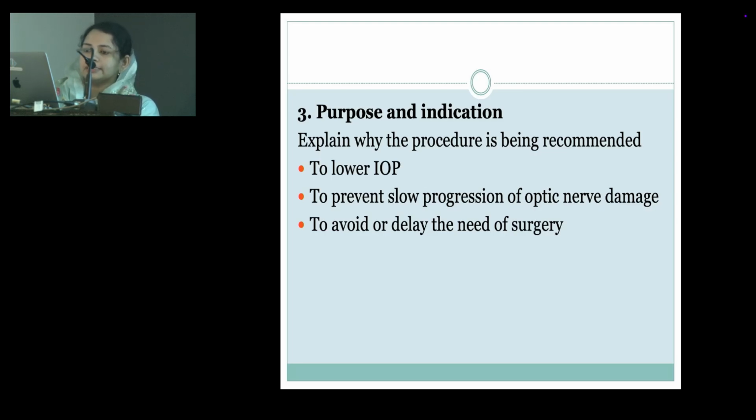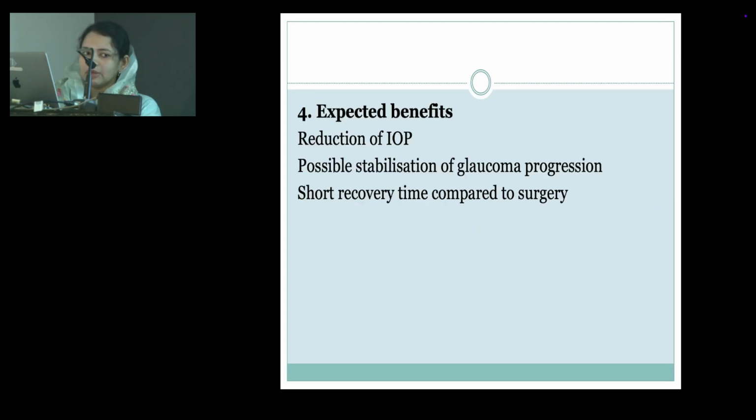The next important thing is the purpose and indication. Explain why the procedure is being recommended: to lower the IOP, to prevent the slow progression of optic nerve damage, and to avoid or delay the need of surgery. Then we can also explain the expected benefits, that is reduction of IOP, possible stabilization of glaucoma progression, and short recovery time as compared to the surgery.